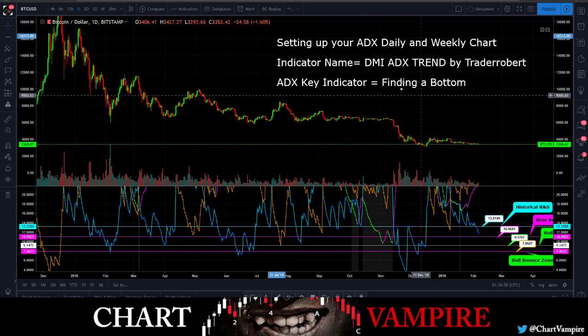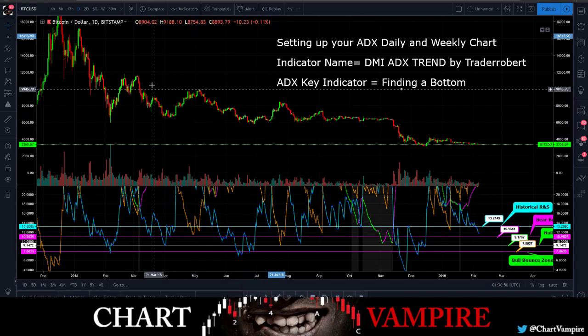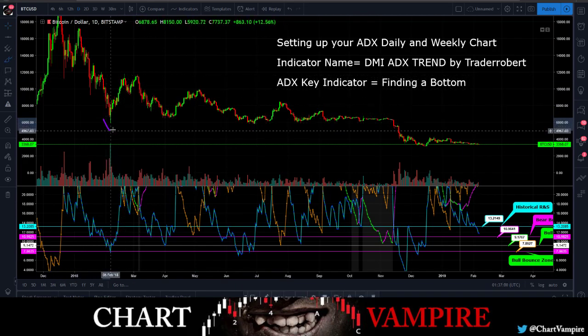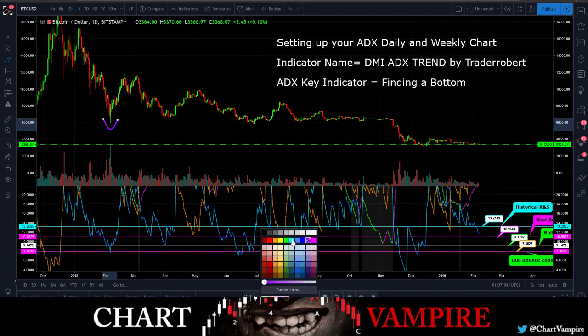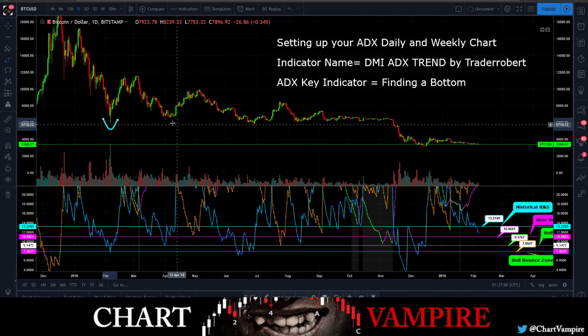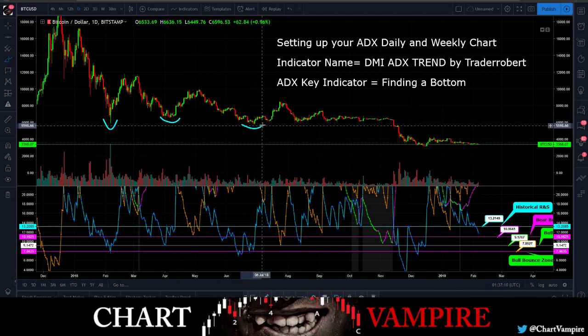Now these are major bottoms. I'm not talking like inside of a trend here or inside of a trend here. I'm talking an actual bottom. And what we're going to do is we're just going to go through and mark out all of our bottoms. I am going to change this up. I'm going to use light blue. So there is a bottom. This would be a bottom. This would be a bottom.